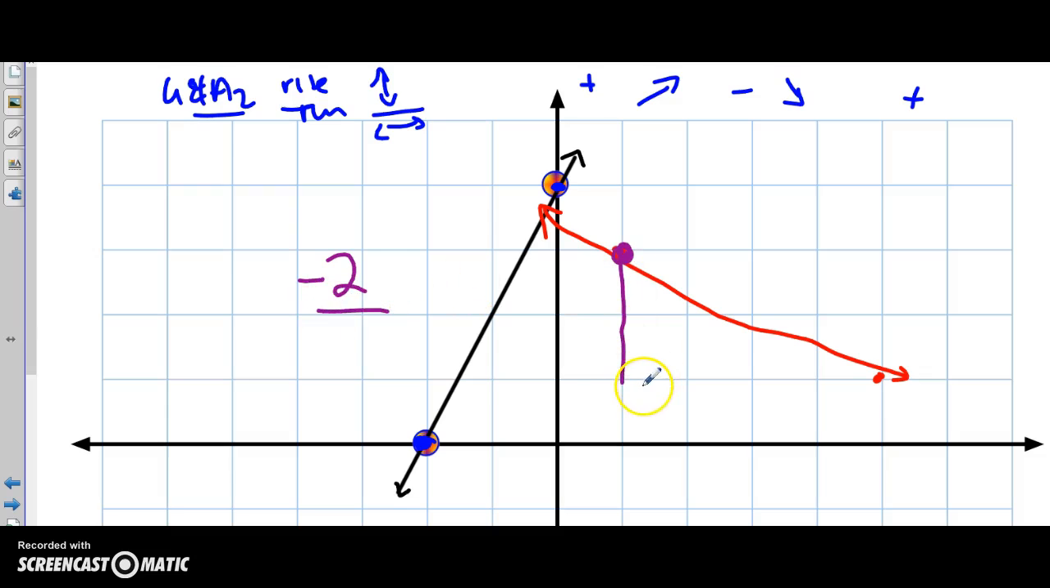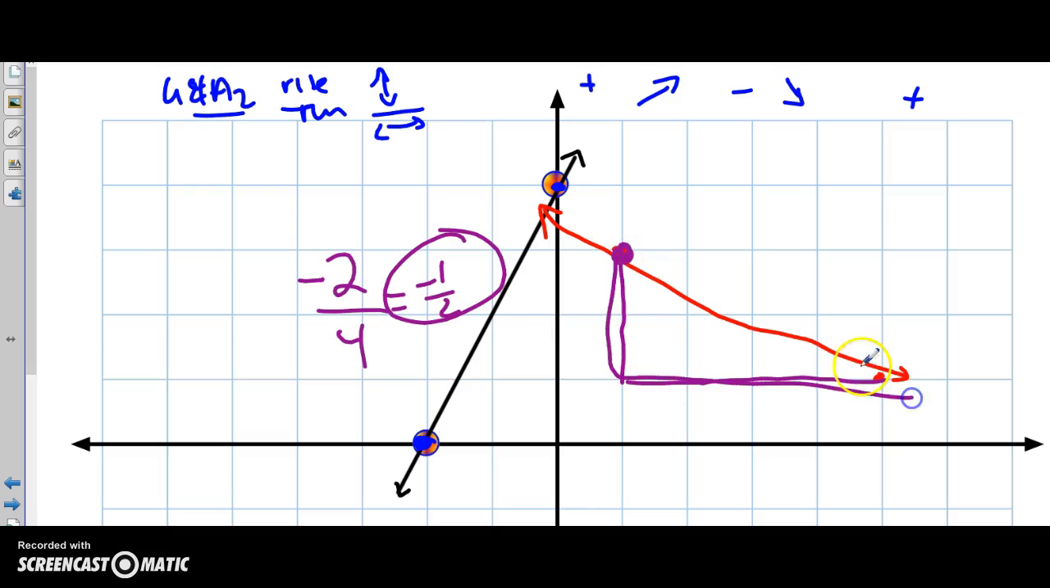I'm going down 2, and my run is 1, 2, 3, 4. So in this case, I have -2/4, which in lowest terms is -1/2. Okay, so I have a nice flat negative slope. Flat means small number relative to 1, absolute value less than 1. And negative means going down.